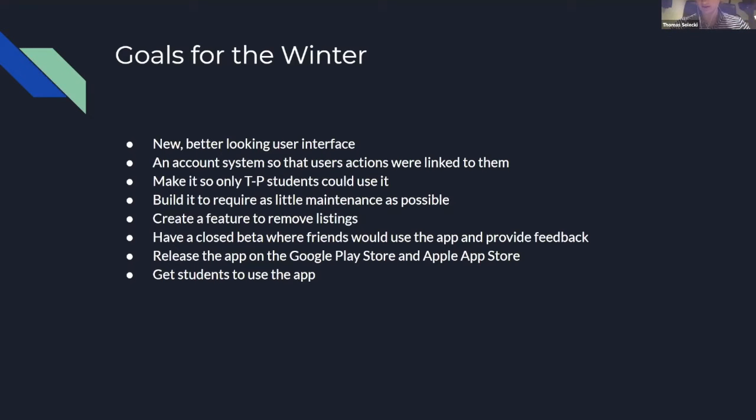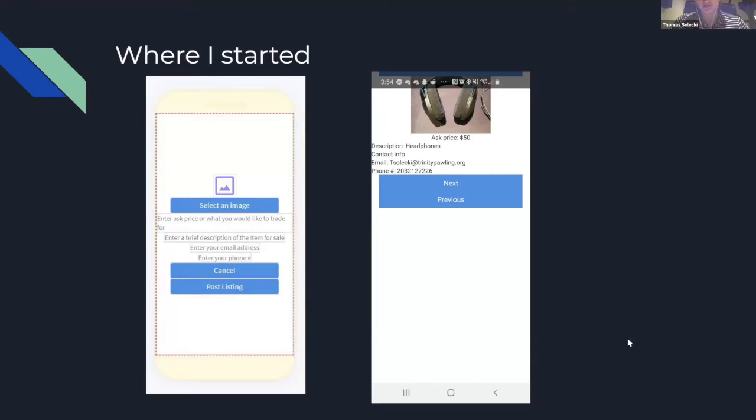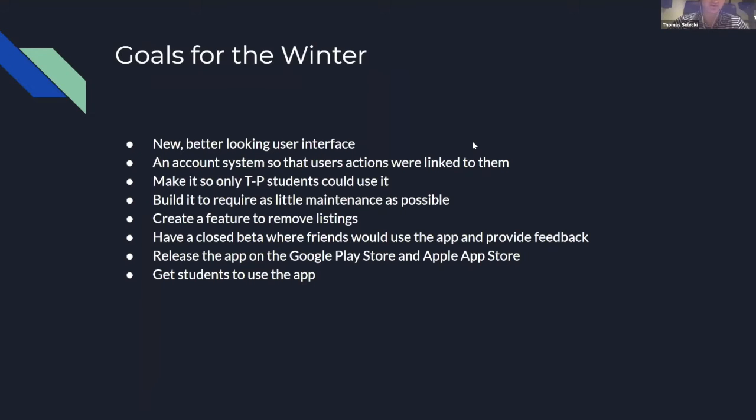After that, I came up with a list of goals that I wanted to accomplish during the winter. Here they are, I'm just going to read them. I wanted a new and better-looking user interface because, as you can see, it's very cramped at the top. It doesn't really look visually appealing, although it might be functional.